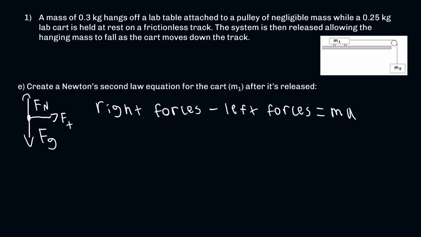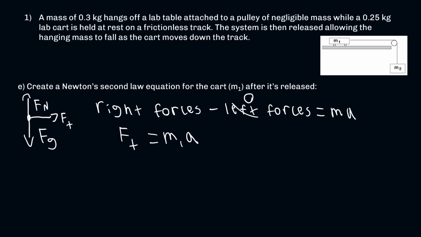So our right force here, that's Ft. That comes straight from the free body diagram again. Left forces don't exist, so it's just going to be equal to ma. And my mass here, this is going to be important, is going to be m1 times my acceleration a. So that's going to be my Newton's second law equation for my cart. I'm just going to keep it like that for now. Keep this in mind because we're going to combine it with the Newton's second law equation for the mass m2 in a few parts here.